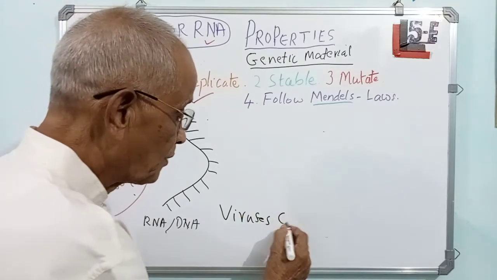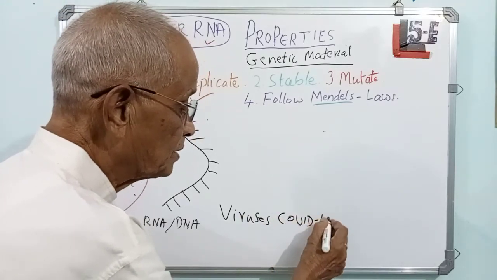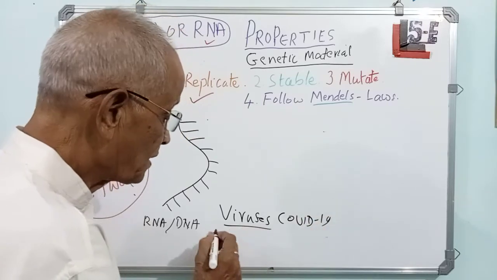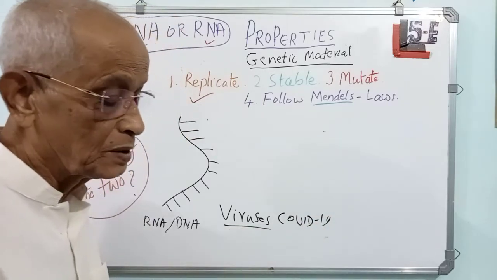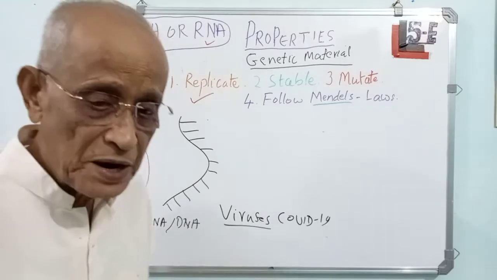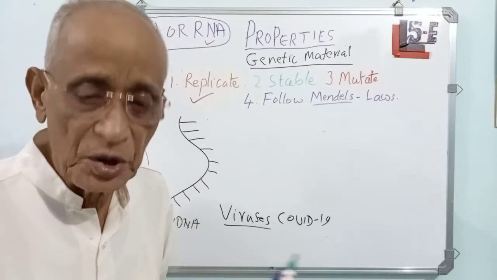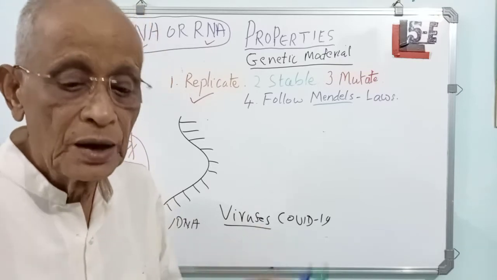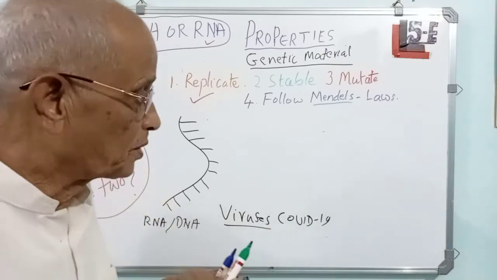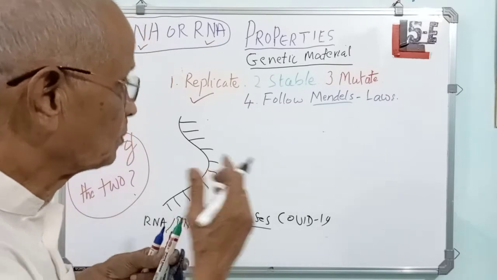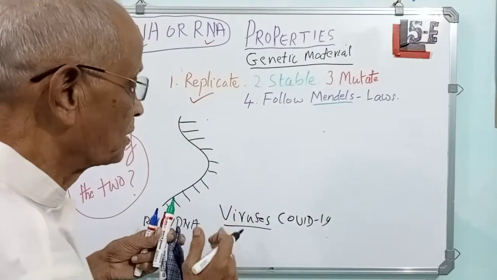Today, the COVID-19 virus has RNA, and that RNA is replicating, spreading from person to person in no time, very fast. It is replicating, so it has the property. So that is one thing present in all these things.